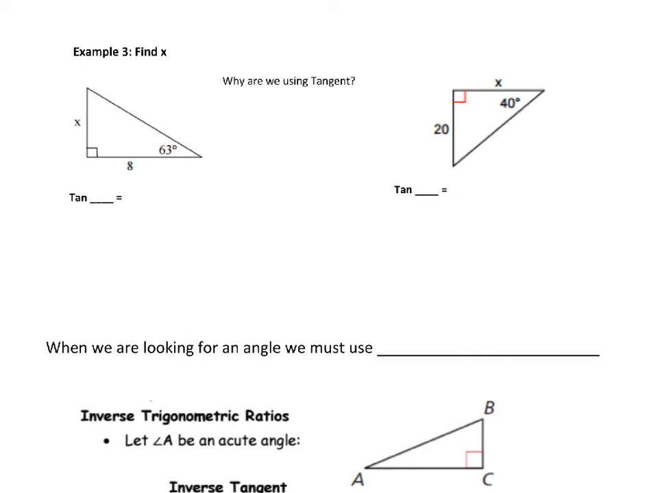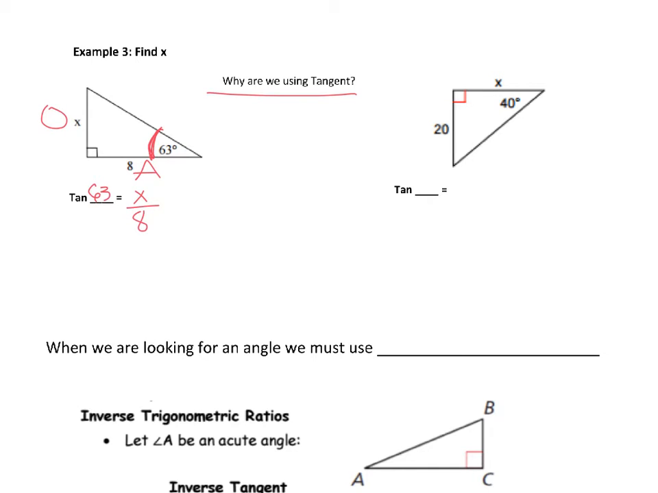All right, so here's our next example. So again, let's identify our theta. In this case, it's right here where 63 degrees is. And now let's label our sides. I have the opposite side and I have the adjacent side. So why are we using tangent? Because we have the opposite and the adjacent side. So tangent of 63 equals opposite, which is x, over adjacent, which is 8.